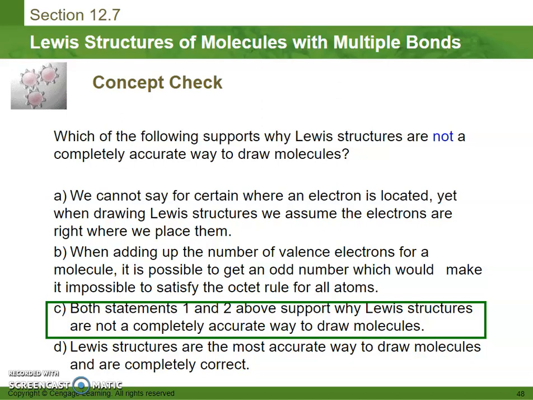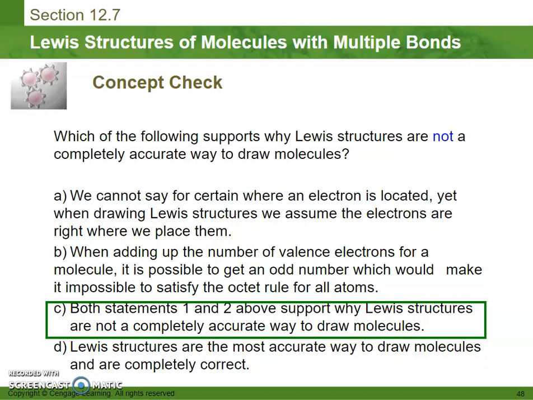That's true. B, when adding up the number of valence electrons for a molecule, it is possible to get an odd number, which would make it impossible to satisfy the octet rule for all atoms. True. C, both statements 1 and 2 above support why Lewis structures are not a completely accurate way to draw molecules. Or D, Lewis structures are the most accurate way to draw molecules. Well, answer C is correct.